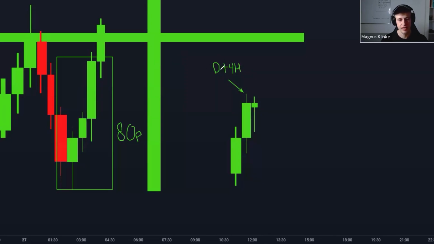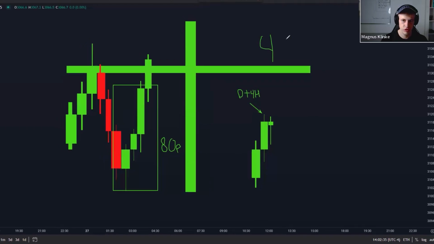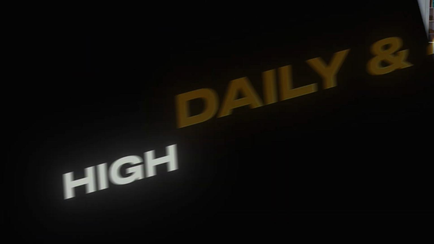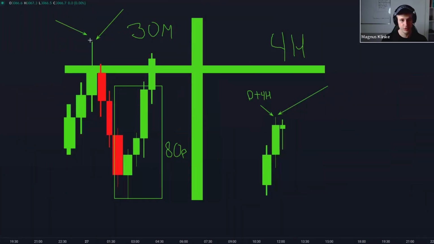So when we have the daily high and we have the 4-hour high sitting right here, and this is the 4-hour time frame, so 4-hour and 30, then we can see that we have this wick here, which represents this right here. So this wick is the daily and 4-hour high, which is this wick over here that's represented further away from the range on the 30-minute or 15-minute, depending on what time frame you're on.